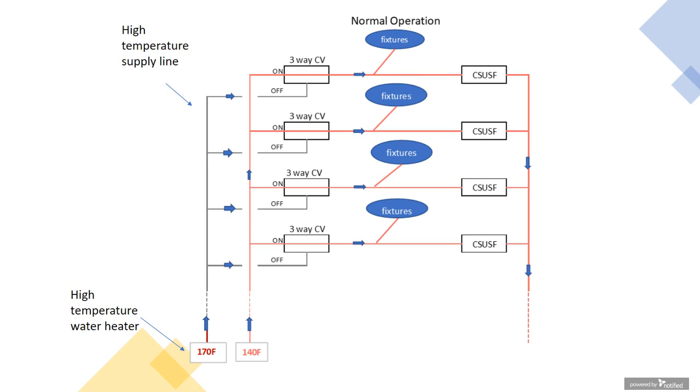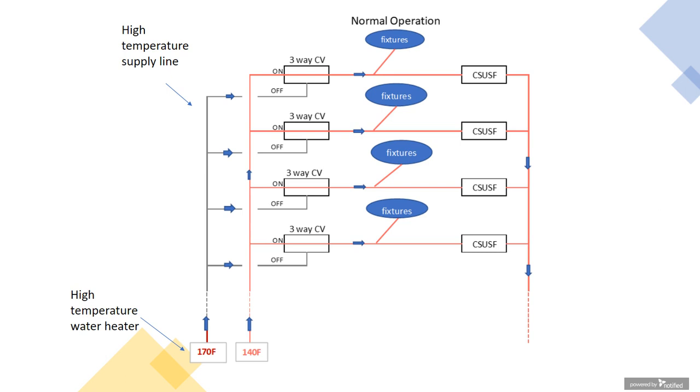In addition to the three-way control valve, we also have 2 hot water sources, at the bottom left there, 170 degree and 140 degree, and an additional supply line, which is shown in gray. So under normal operation, the input 1 of all those three-way control valves are on, permitting the 140 degree water to flow through all the branches, just like it would do normally.